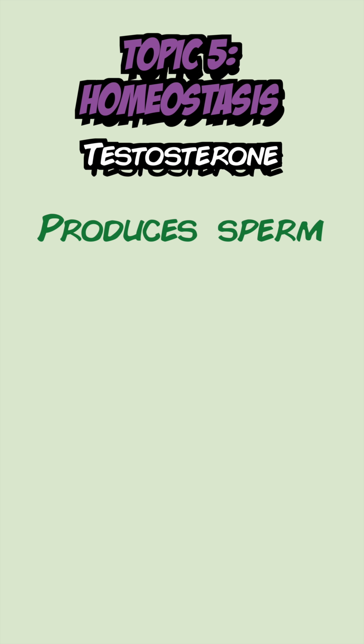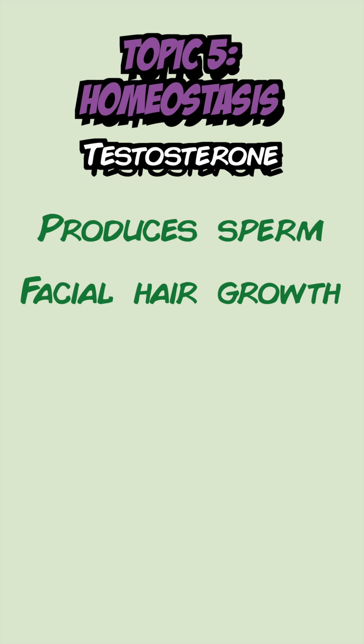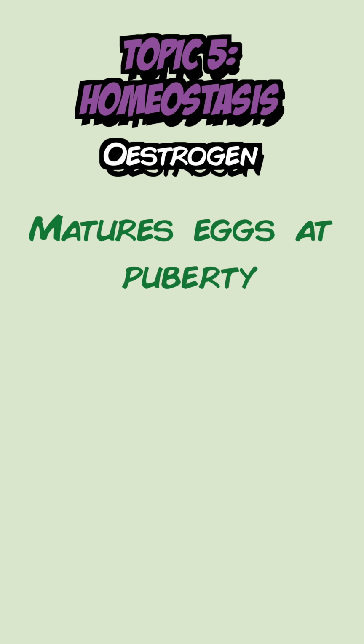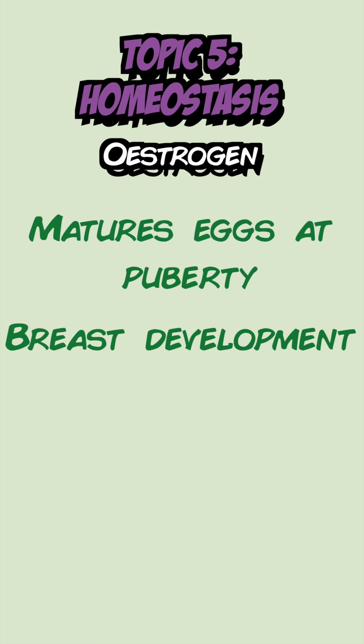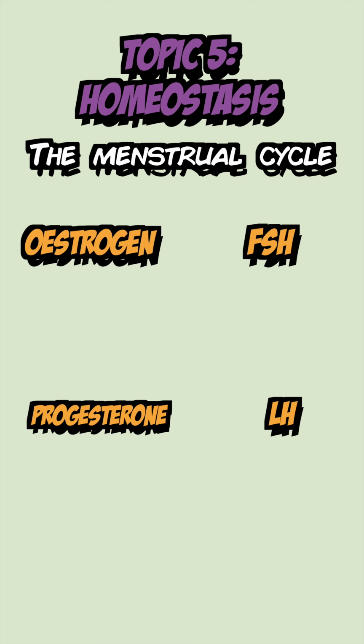Next, we have testes, which produce the hormone testosterone in men. This produces sperm and causes physical changes such as facial hair growth. In women, however, the ovaries produce estrogen, which matures the egg cells at puberty and causes physical changes such as breast development. It also plays a vital role in the menstrual cycle along with 3 other hormones.